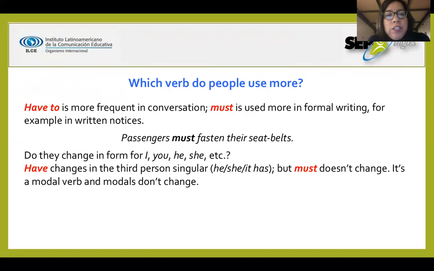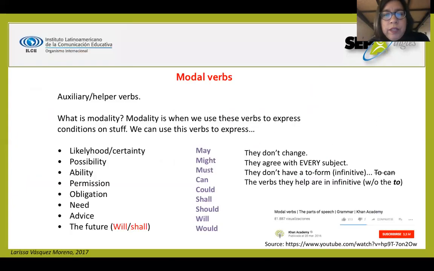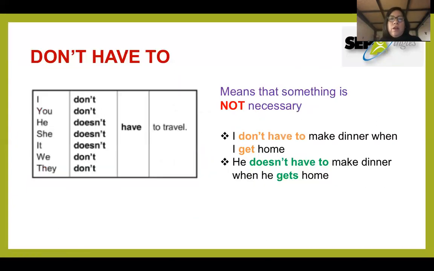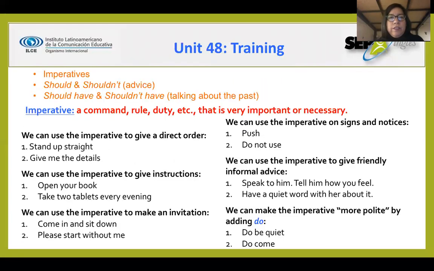Okay, do they change in form for the pronouns? Have changes in third person singular. She, he, it, has, but must doesn't change. It's a modal verb and modals don't change, right? As we saw here.